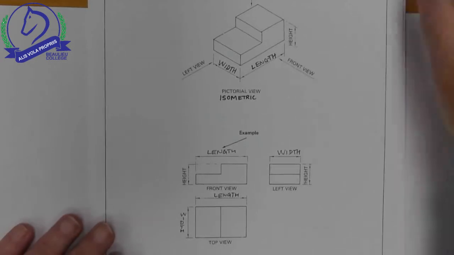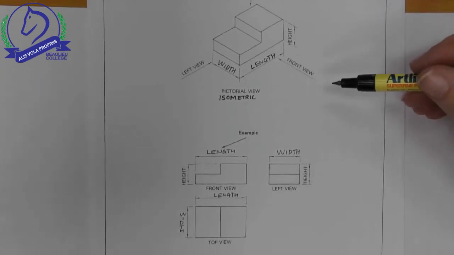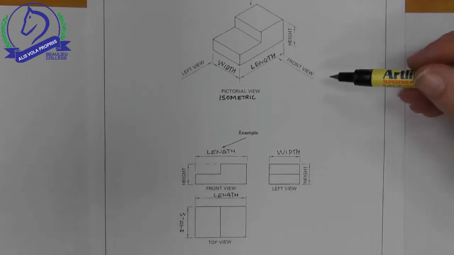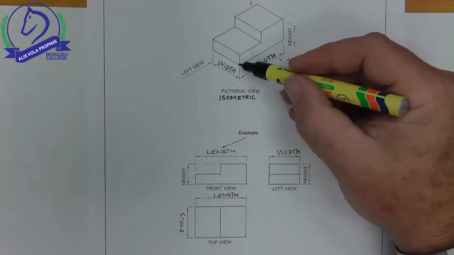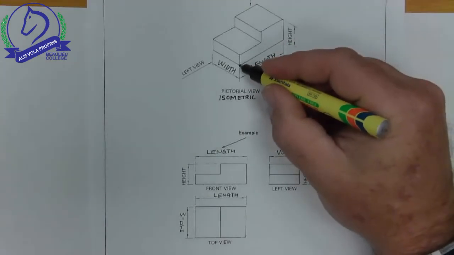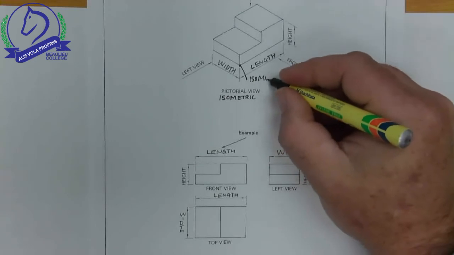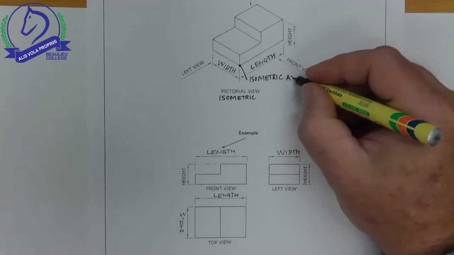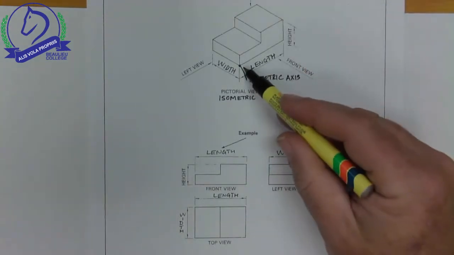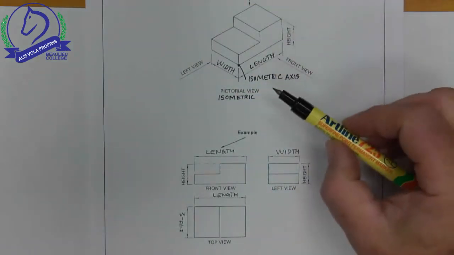So the process that you need to follow is to first of all find the isometric axis. The isometric axis is the lowest point where all three of the dimensions meet. That point is here: there is the height, there is the length, and there is the width, meaning that point there is my isometric axis. This point is very important because now we can determine where we need to go to find the front view, the left view, and the top view.